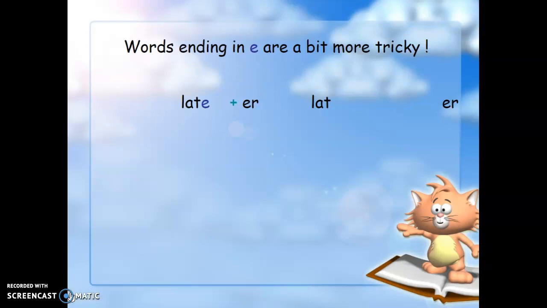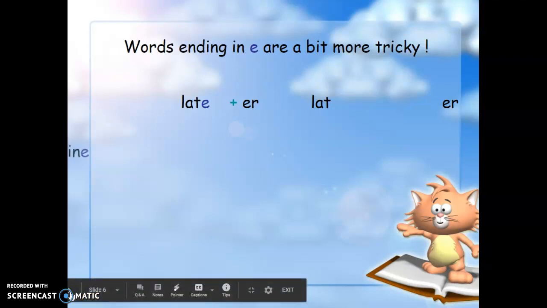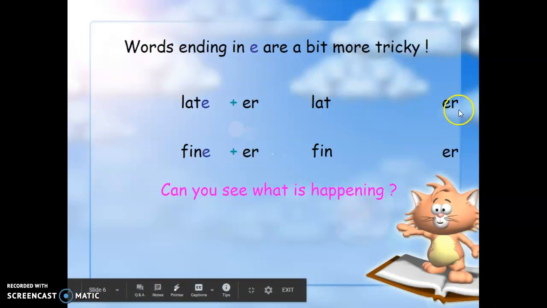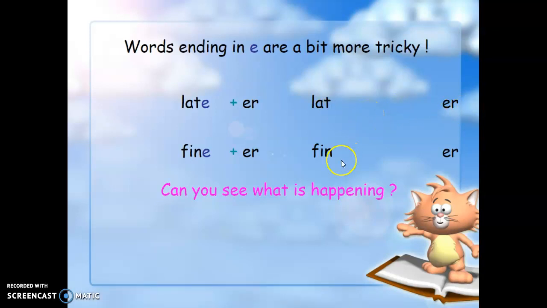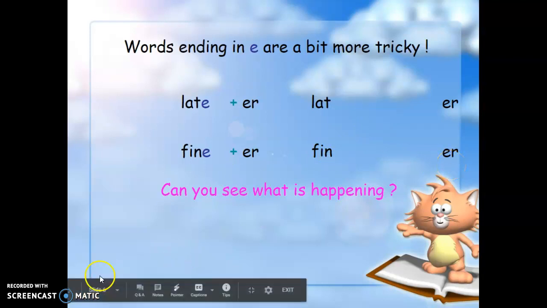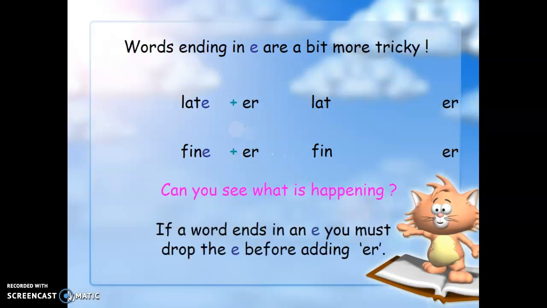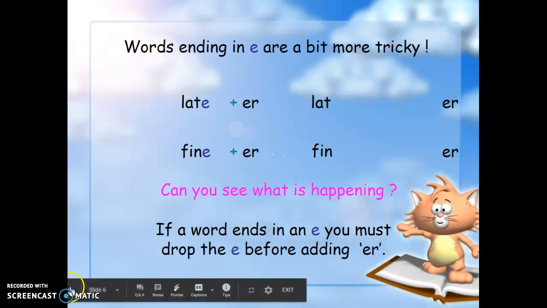I'm going to give you another example. Okay, we have the word fine. We need to add the er suffix and look at what happens. Can you see what is happening? Did you see the way that we need to drop the E before we add the suffix? So the E dropped out of late and we add er, which becomes later. The E dropped out of fine, then we add the er suffix and it becomes finer. So here we go. If a word ends in E, you must drop the E before adding er. That's the next rule.